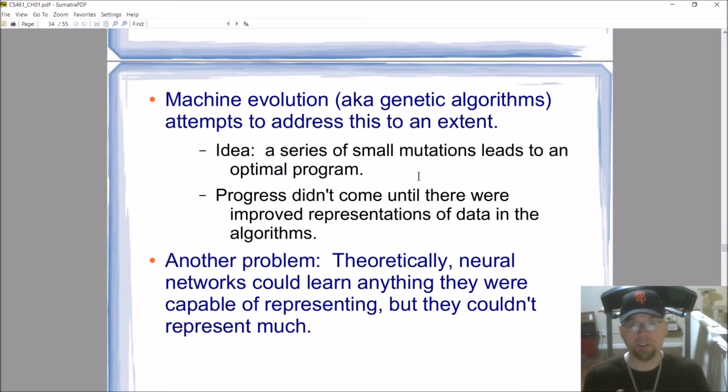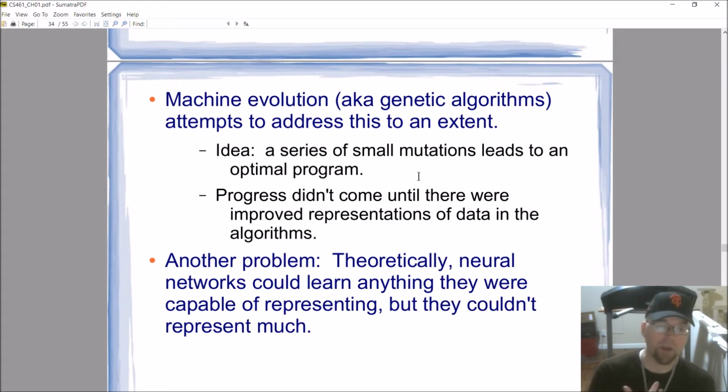If it's beneficial, that leads you to more likely reproduce than you otherwise would, right? And so then that change gets propagated to the next generation. Well, genetic algorithms borrowed from this idea. A series of small mutations leads to an optimal program. That's the big idea.